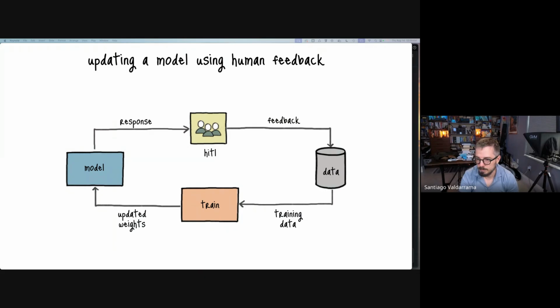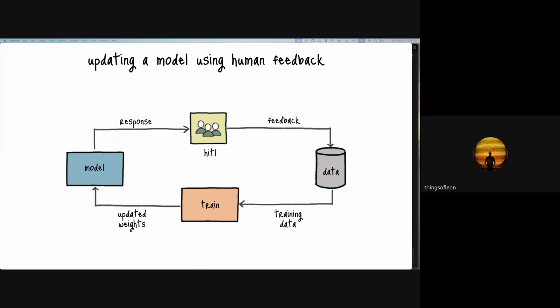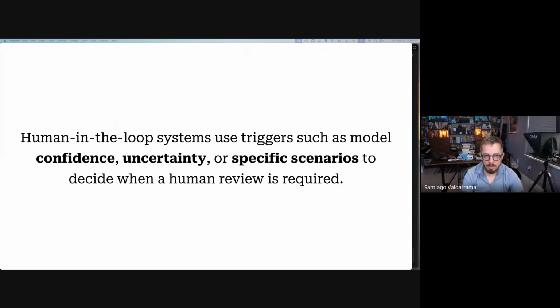Leon, would you also add the functionality that even if the model could answer the question, you route it to the humans just to get more data going forward? Yeah, so I'm going to show you that right now.